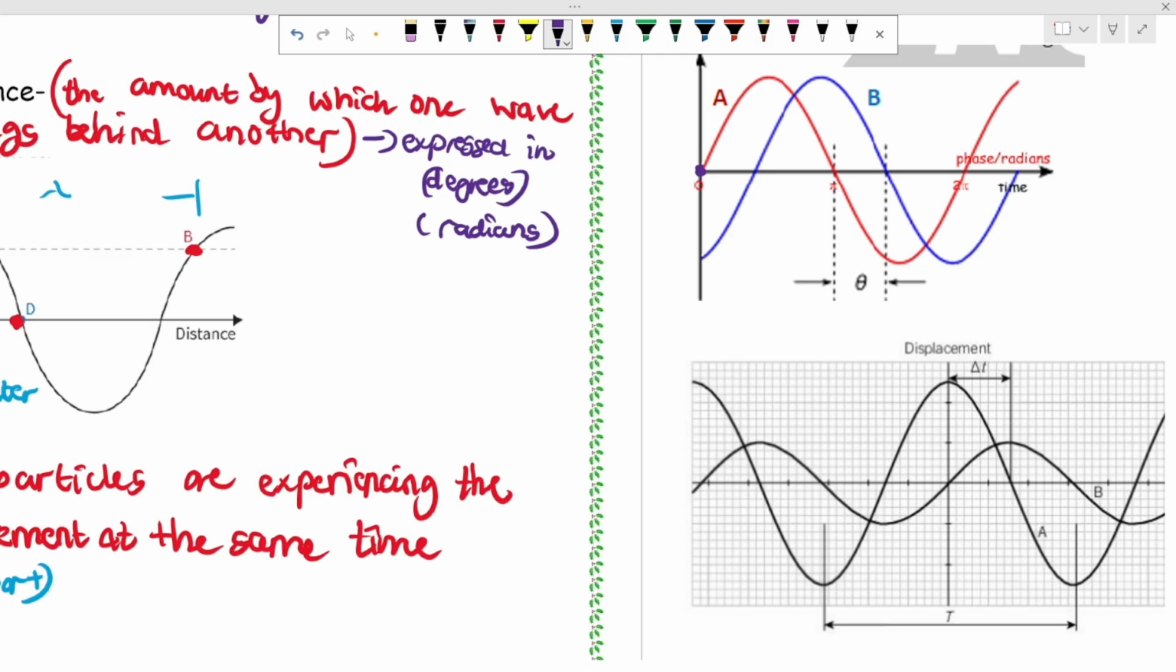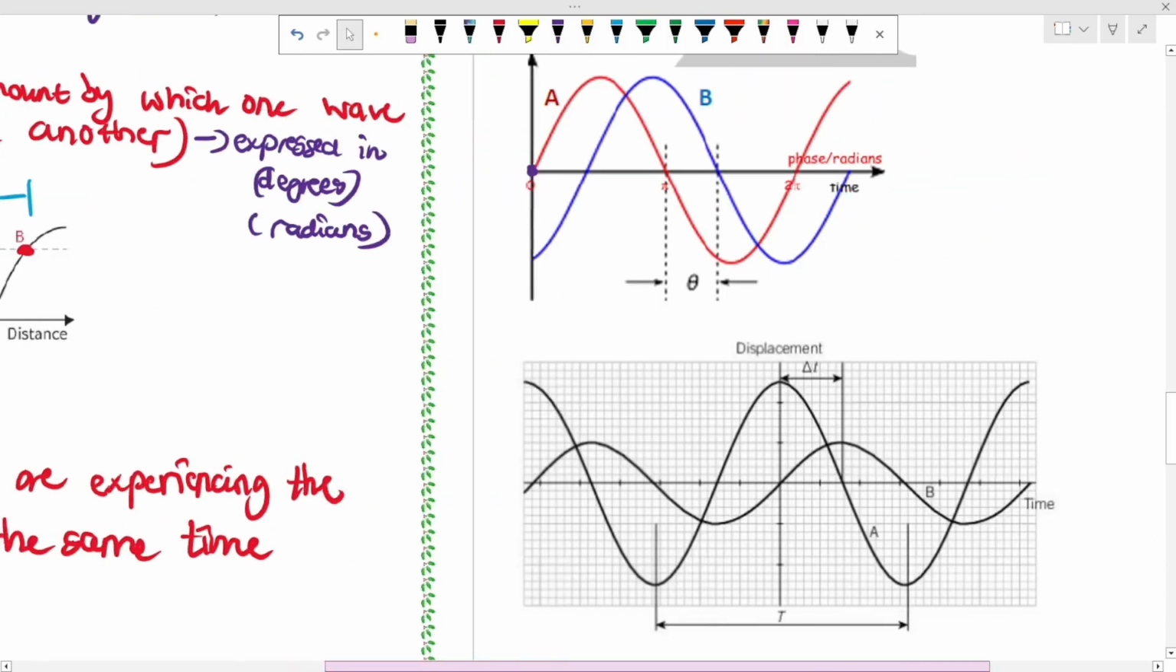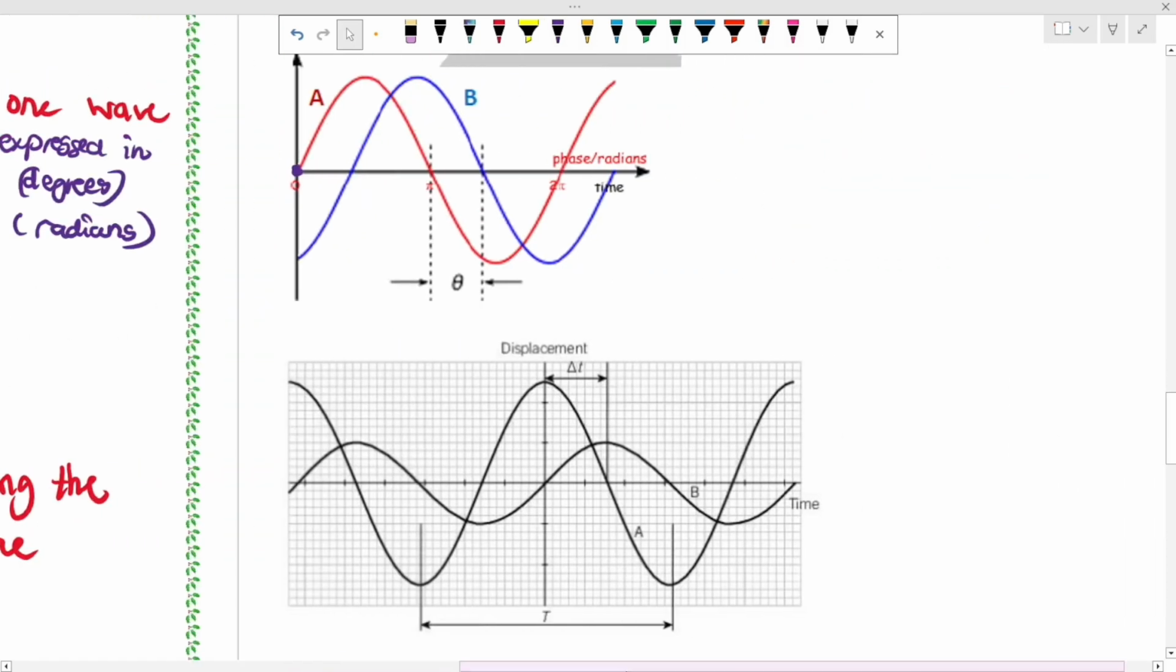So we want to find out by how much. By how much is wave A ahead of wave B, or by how much is wave B lagging behind wave A? We sort of want to figure out what is going on here. So we have two methods to find phase difference. If you want to find phase difference, you're a curious learner, embrace curiosity. I have a formula for you.